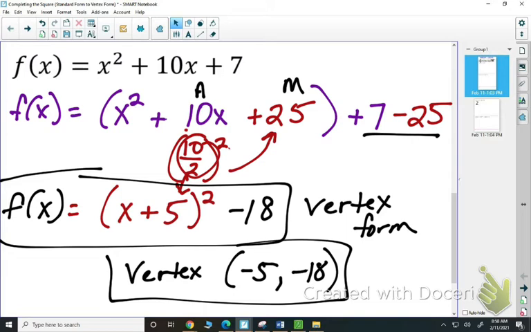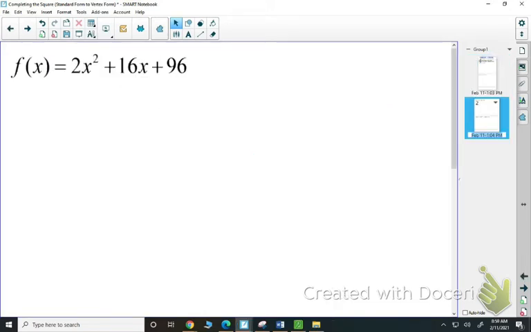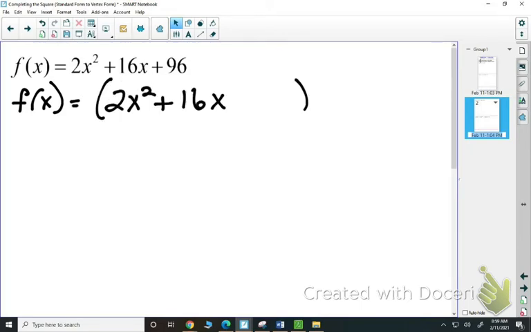Okay, let's continue on then. I've got two more. These ones have a lead coefficient. So what I'm going to do first in this one, like I did in the last one, is group together the 2x squared and the 16x, and then I'm going to put the plus 96 out here.